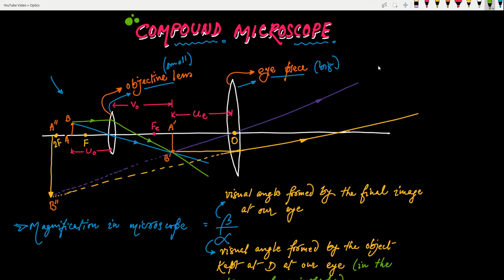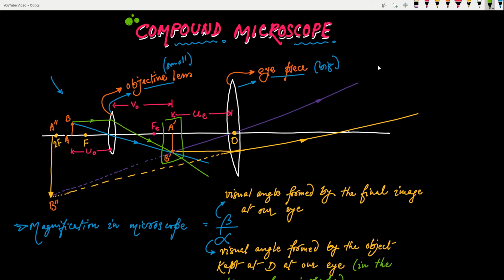Now we know from the concept of image formation by a convex lens that whenever the object is placed between f and 2f, the image produced by the convex lens is real, inverted and magnified. Okay, this thing we have learned. So we can see that we got the image A dash B dash, which is real, inverted and magnified.